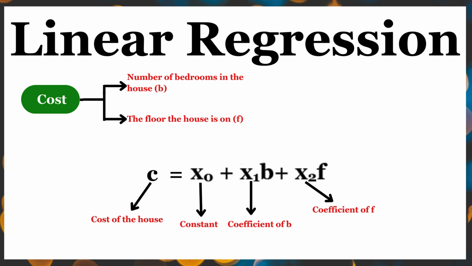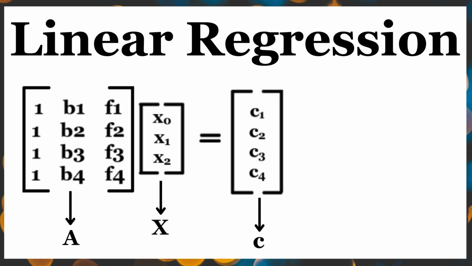It is equivalent to c in the equation y is equal to mx plus c. x1 is the coefficient of the number of bedrooms, which is represented by b. x2 is the coefficient of f, which represents the floor the house is on. Now, let us create a set of b values and f values that basically represent the different bedroom and floor values for different houses. So, what you'll notice over here is that the second and third columns of the matrix A represent these b and f values, that is, bedroom and floor values. And the first column is a vector of ones.